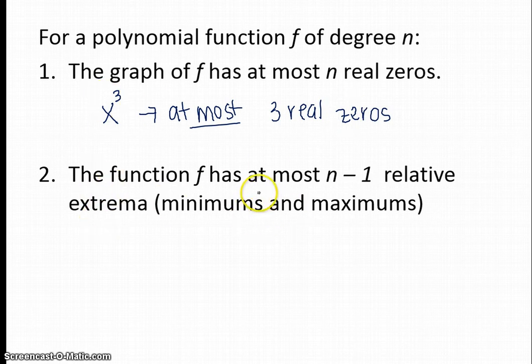The function f has at most n minus 1 relative extrema, minimums or maximums. So if you think of x squared, it's like this, and it has 1 extreme. So that would be 1 less than the exponent. Whatever your exponent is tells you the maximum number of zeros, and 1 less than that would be the maximum number of your extrema, either your minimums or your maximums.